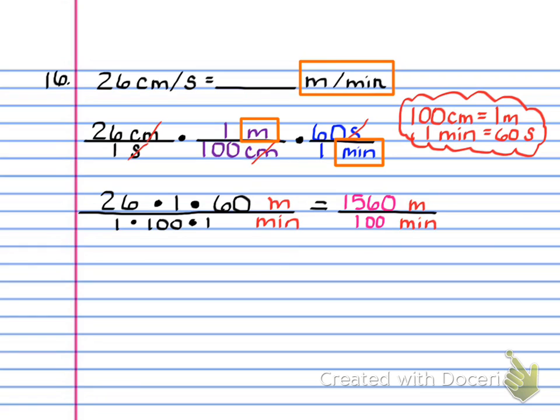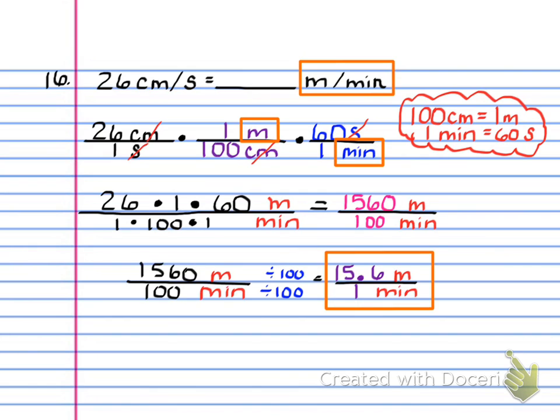And remember, that's not going to be enough for us. We need to get it per 1 minute. So let's rewrite the problem and then divide out by 100. So as you can see here, I went ahead and I'm rewriting the problem and I set it up to divide by 100. And remember, the reason we're dividing by 100 is because we need to get 1 minute on the bottom. And so now I'm going to go ahead and divide that out and I get 15.6 meters per 1 minute. So now at the top, you can go ahead and write your 15.6 meters per 1 minute right here.